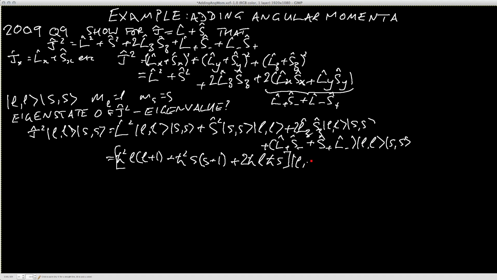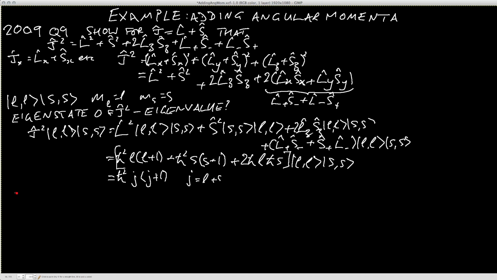So we now end up with the desired result. So we see that J squared acting on this state gives us the state back with a prefactor, and actually you can show rather simply that this is H bar squared J into J plus 1, where J here is equal to L plus S.